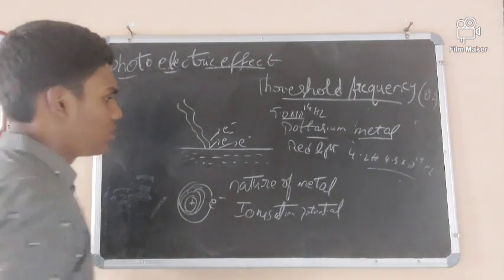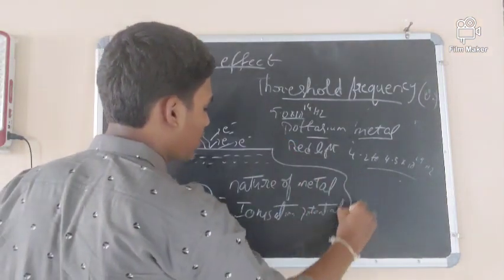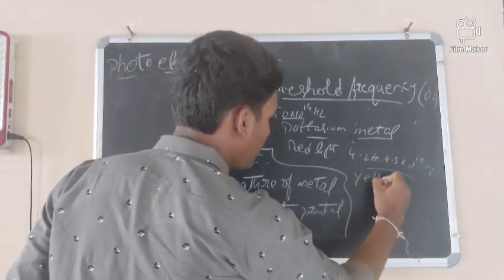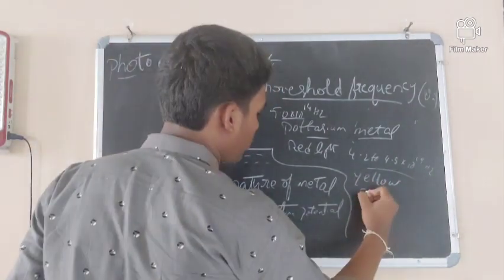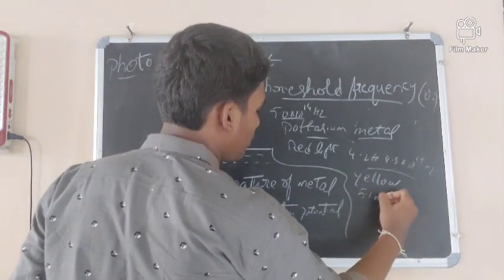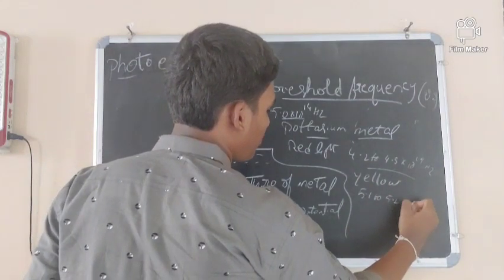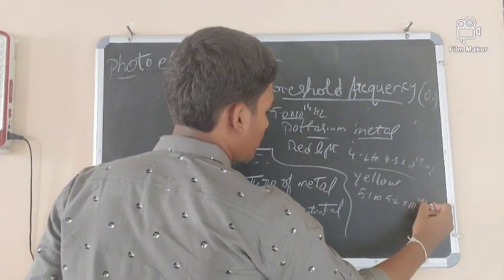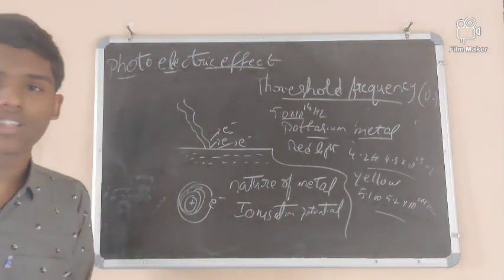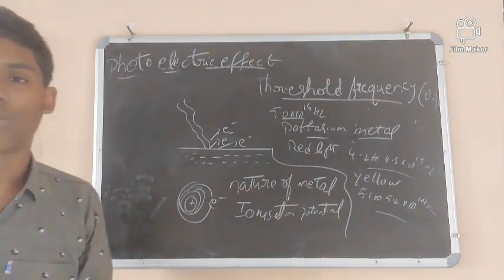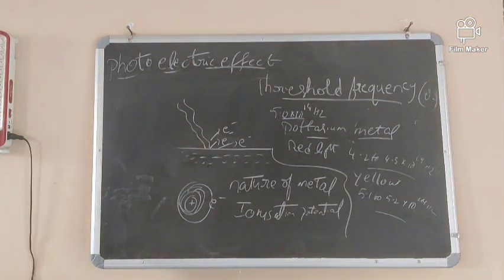Take, for example, yellow light. It has a frequency of 5.1 or 5.2 × 10^14 Hz. So this yellow light has sufficient frequency. Even when violet light falls, the electron will be ejected out because it also has sufficient frequency.